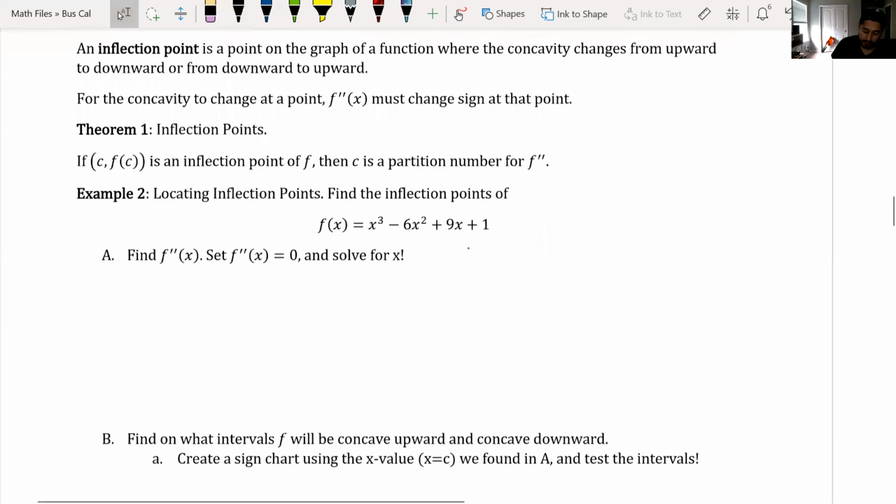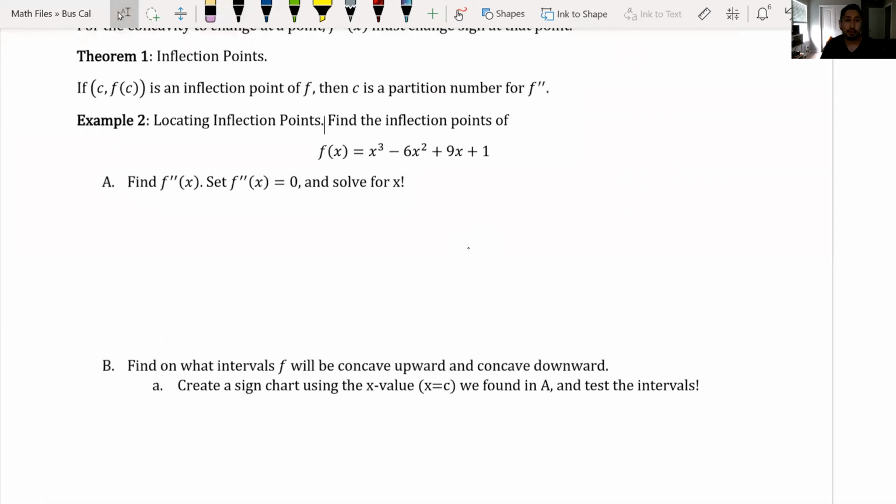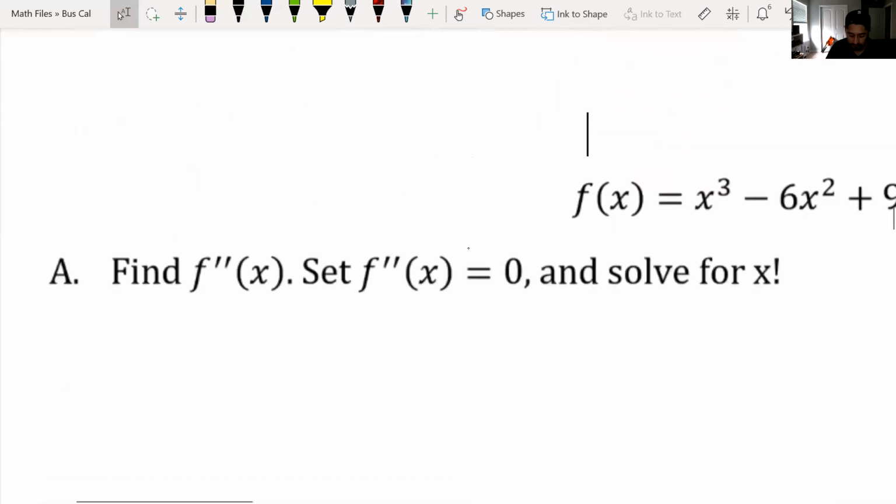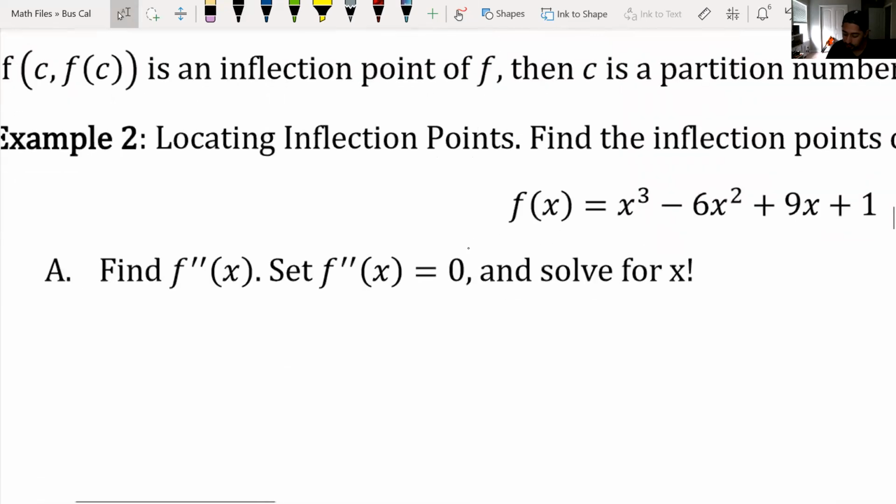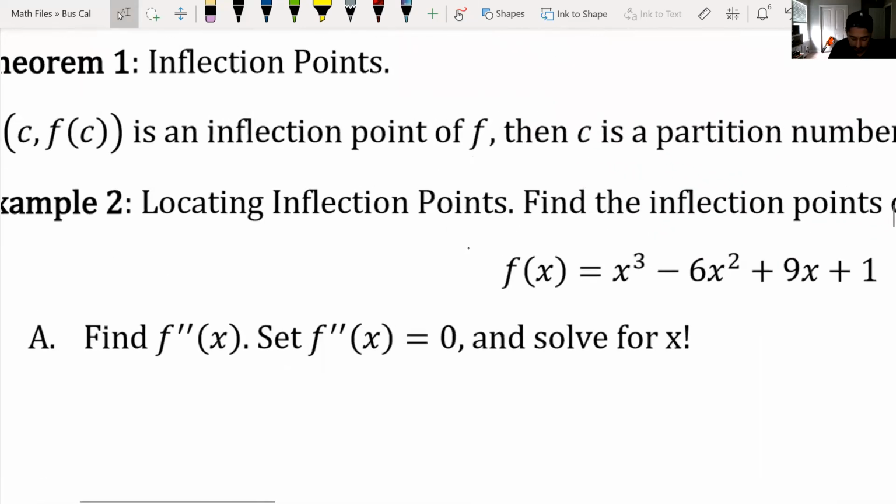All right, let's do it again. Find inflection points. So find the second derivative, set it equal to 0, and solve for x. That's what we're going to do on example 2. So given f of x, find the second derivative, set it equal to 0, solve for x. This is us finding inflection points. These processes are pretty straightforward, right?